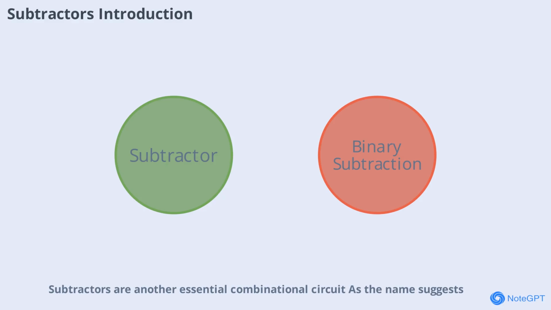Subtractors are another essential combinational circuit. As the name suggests, they perform binary subtraction. Like adders, there are half and full subtractors, each designed to handle different scenarios. Subtractors are vital for arithmetic operations in digital systems.